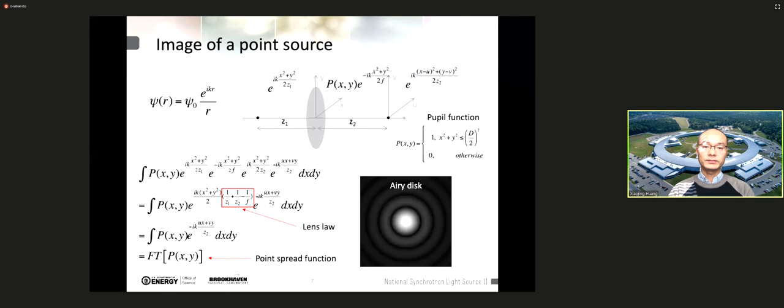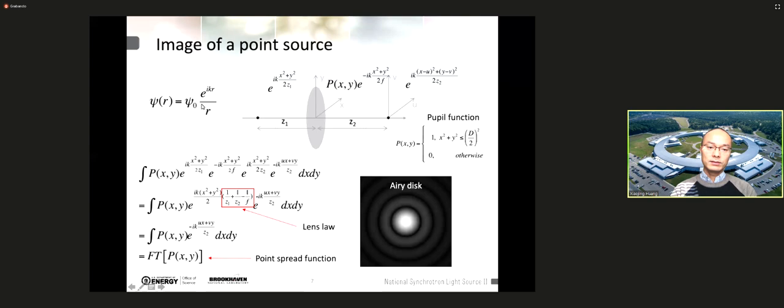Okay, now let's briefly look at the very basic concept of imaging with a lens. Here, let's consider a point source, and then we can describe the wavefront coming from this point source as a complex function again. Here, this phi zero is the initial magnitude of this point source, and this phase term represents the propagation property. And you can see it is also divided by R.